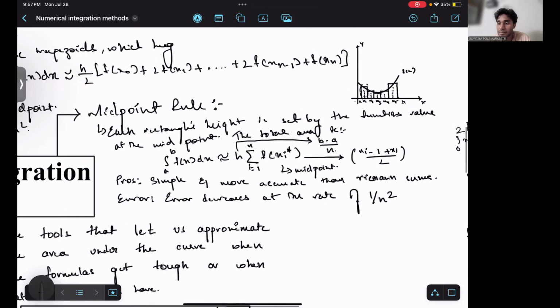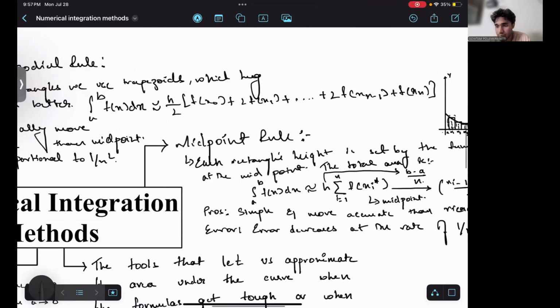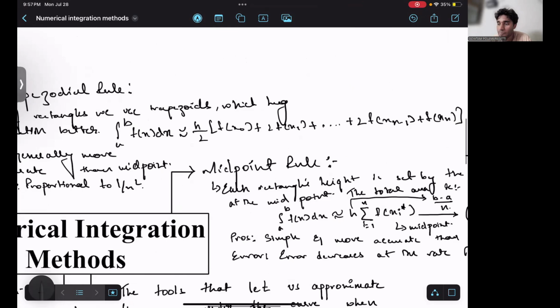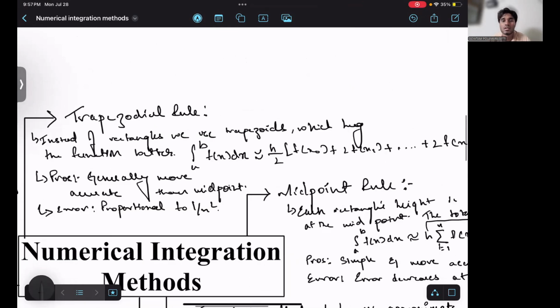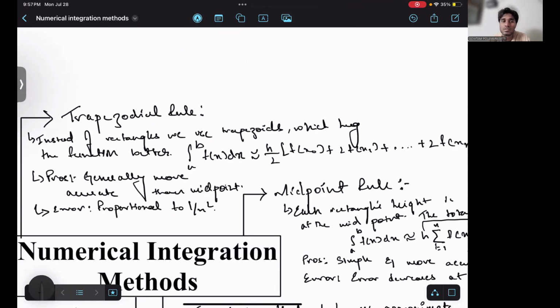Now let's look into the trapezoidal rule. So in the trapezoidal rule, instead of rectangles, we use trapezoids, which hug the function better. That means we make better approximations by fitting straight lines and making trapezoids with each subinterval.